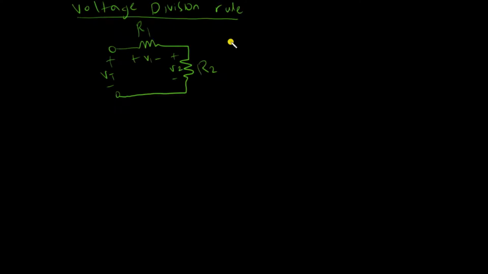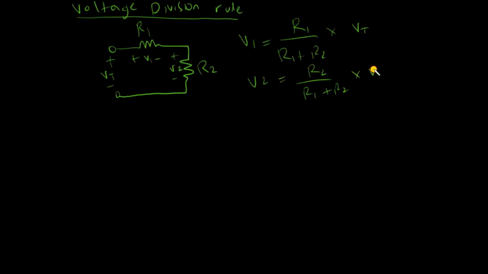Alright, so moving on from the series and parallel configurations, the next important rule in the circuit analysis course is the voltage division rule. The voltage division rule just links the individual voltages of two resistors in series to the total voltage across them. For example here, if you want to find V1, the voltage across R1, just write R1, divide this by the sum of the resistors in series, and then multiply this by the total voltage. The same goes for the second voltage V2: R2 divided by R1 plus R2, multiplied by Vt.